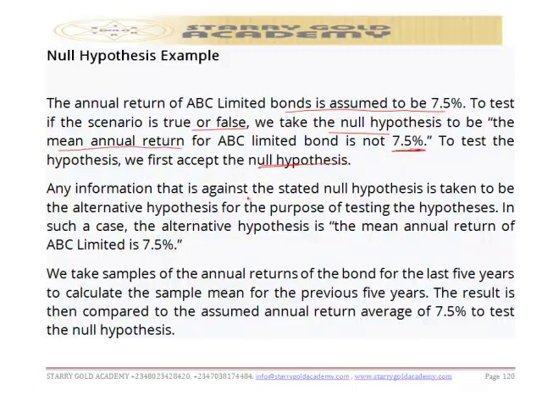Any information that is against the stated null hypothesis is taken to be the alternative hypothesis. For the purpose of testing the hypothesis, the alternative hypothesis is that the mean annual return of ABC Limited is 7.5%. So we take samples of the annual returns on the bond for the last 5 years to calculate the sample mean of the previous 5 years. The results are then compared to the assumed annual return average of 7.5% to test the null hypothesis.